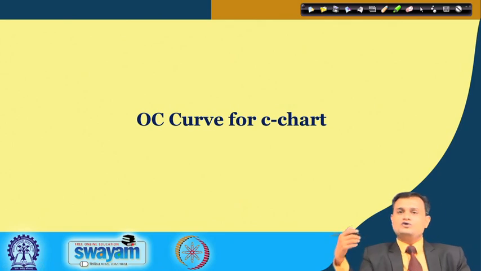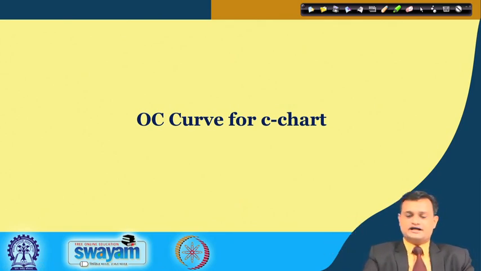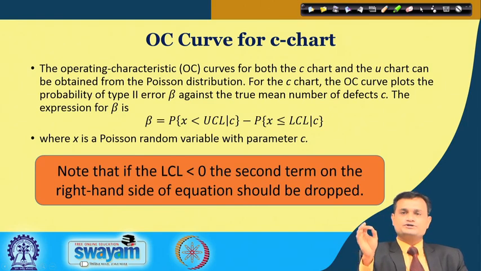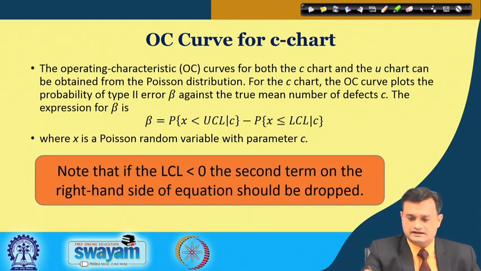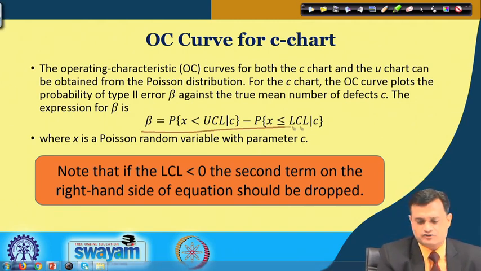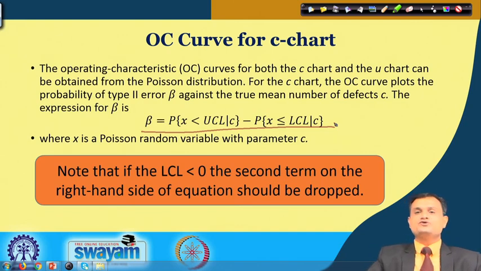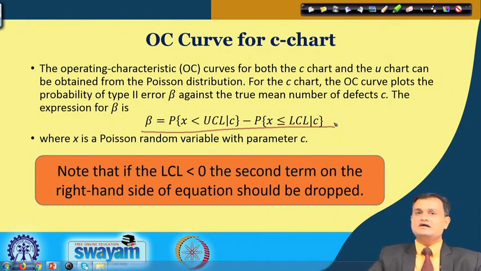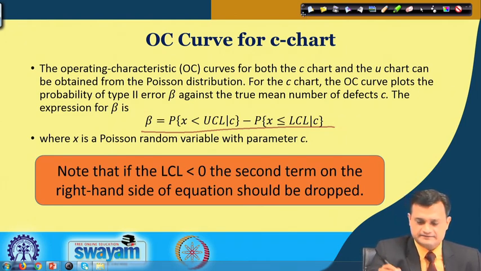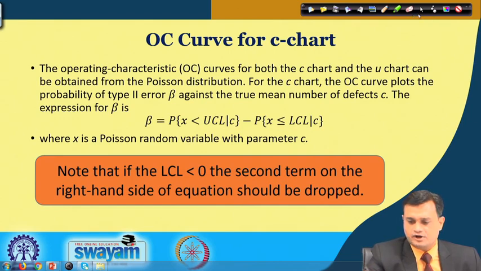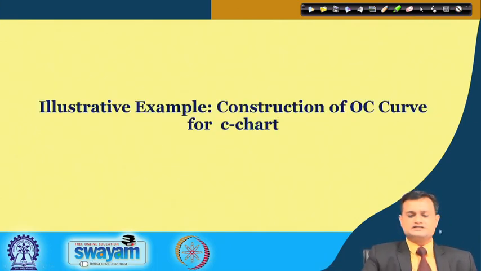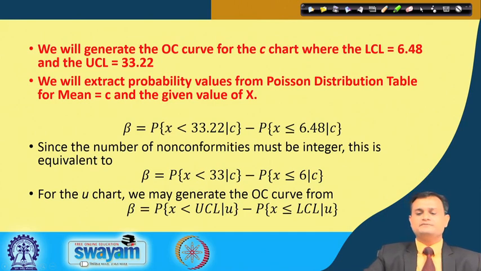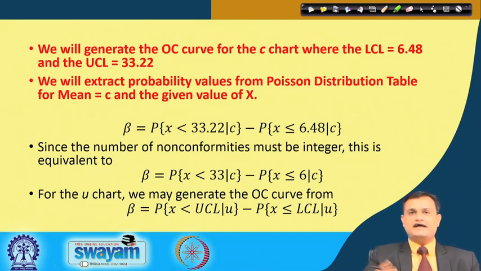Now, in a similar way you can construct the OC curve for the C chart, and you have to compute the beta, that is the type 2 error. Here the logic remains the same: beta is equal to probability x less than UCL for a given C minus probability x less than or equal to LCL for a given C, and once again you refer to the Poisson distribution table. So, this is how it is constructed. You refer to the Poisson distribution table and extract the values. I have just shown here the sample calculation.